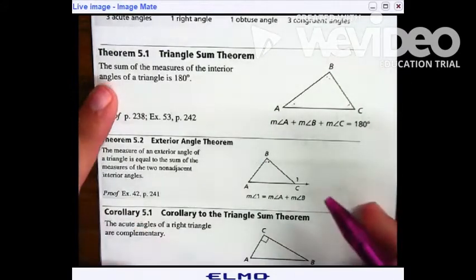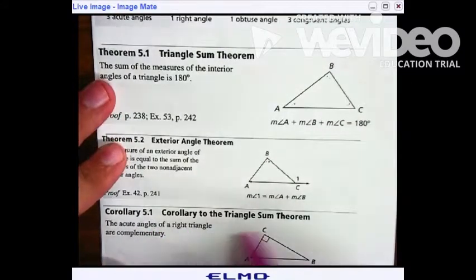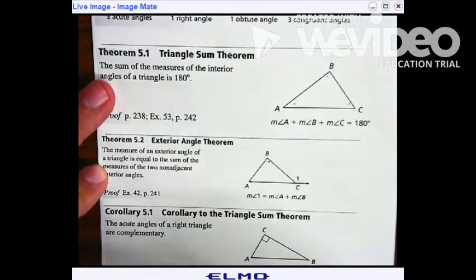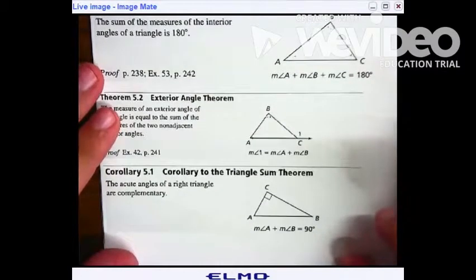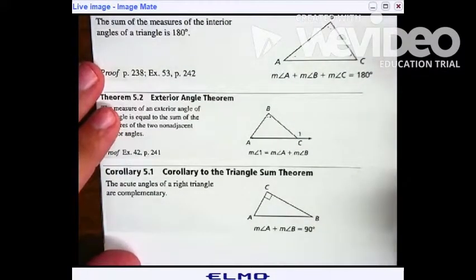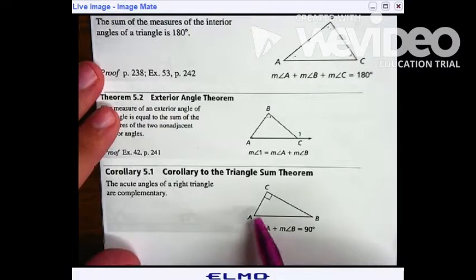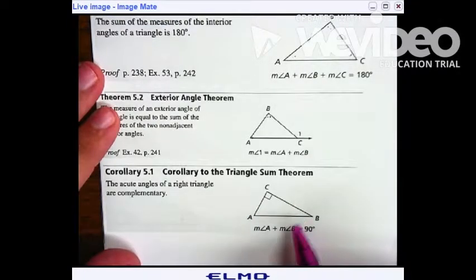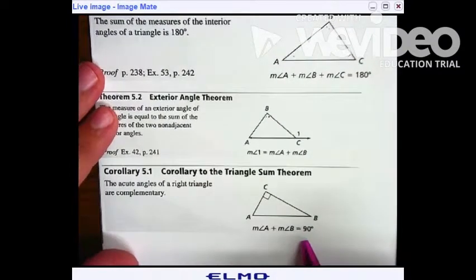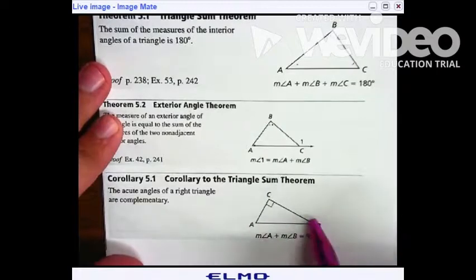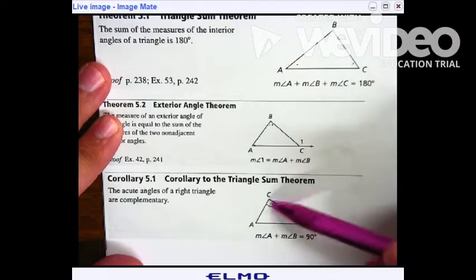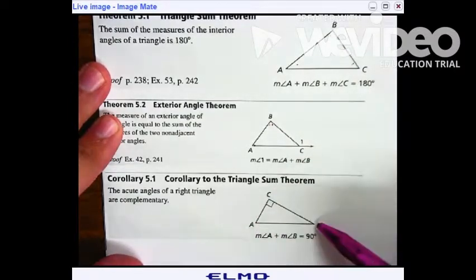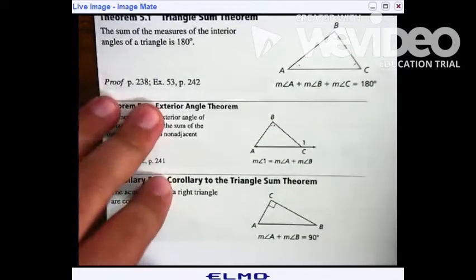And then we have the corollary to the triangle sum theorem. A corollary is just a theorem that can be proven very, very easily from another theorem. And what this says is that the acute angles of a right triangle are complementary. So the measure of angle A plus the measure of angle B equals 90 degrees. And that's because all 3 of them together are 180 degrees from this theorem. And so if this is 90, that means there's only 90 degrees left for these 2. So not a big deal.